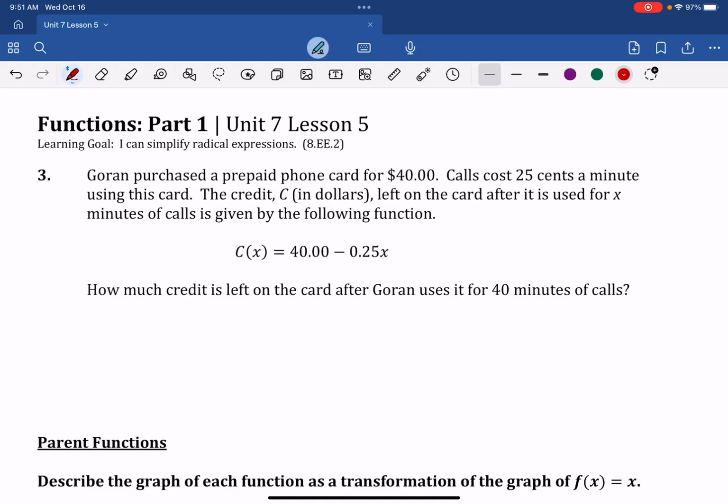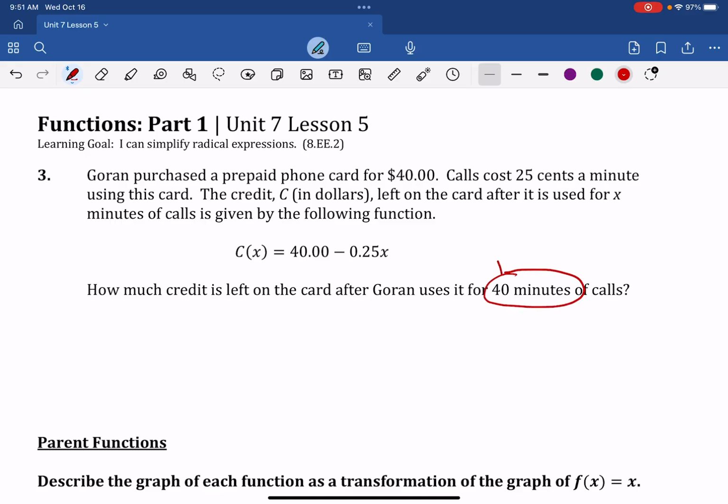Goran purchased a prepaid phone card for $40. Calls cost 25 cents per minute using this card. The credit C in dollars left on the card after it is used for x minutes of calls is given by the following function. How much credit is left on the card after Goran uses it for 40 minutes?